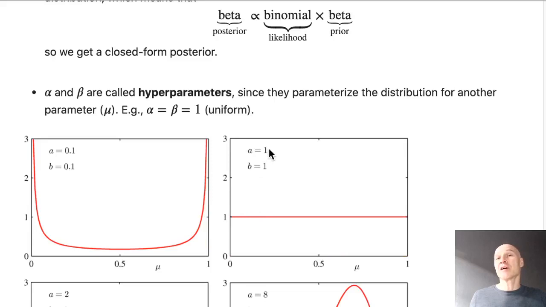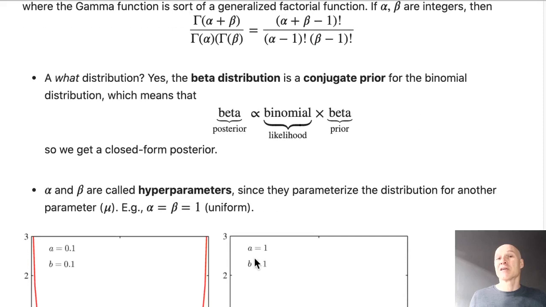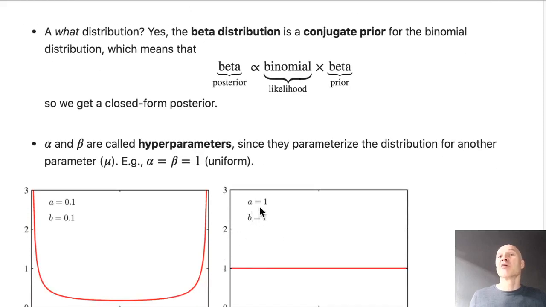If you would choose alpha and beta here, here's A and B in the figures. If you choose alpha and beta both equal to 1, you basically say that your prior distribution for mu is a uniform distribution. In other words, you're saying, I have no idea, I have no knowledge at all about this coin. There's as much chance for it to be a totally unfair coin that always lands on heads or always lands on tails, or a fair coin. Basically, you have no information about this coin.